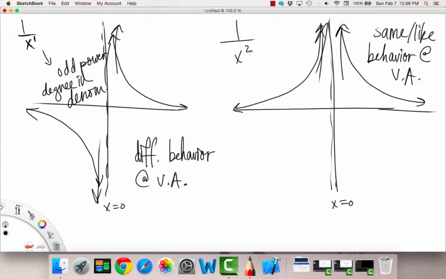And that's because we have an even power, or we can call it a degree, because it's the highest degree, or highest power, in the denominator, okay? So that's just kind of a trend. When you have an even power, or degree, degree is the more proper term, because that means when your highest power in the denominator is even, then we have like behavior at your vertical asymptotes. And when it's odd, then you have opposite behavior going on. Okay?